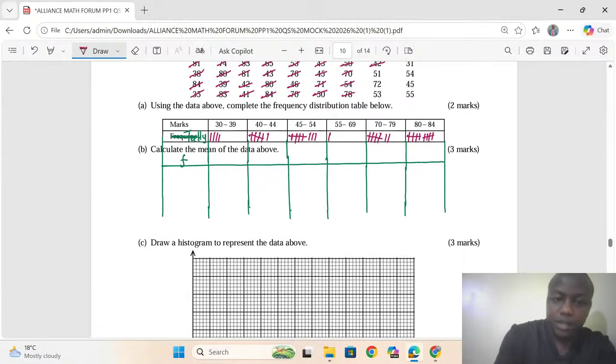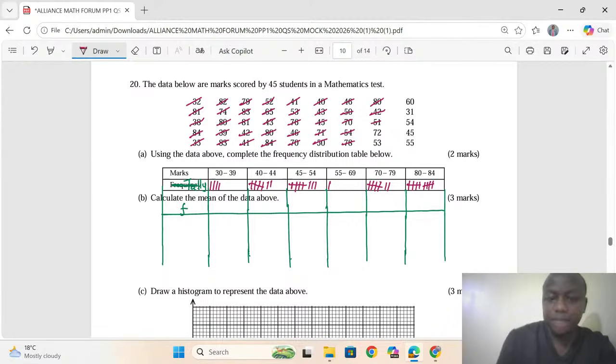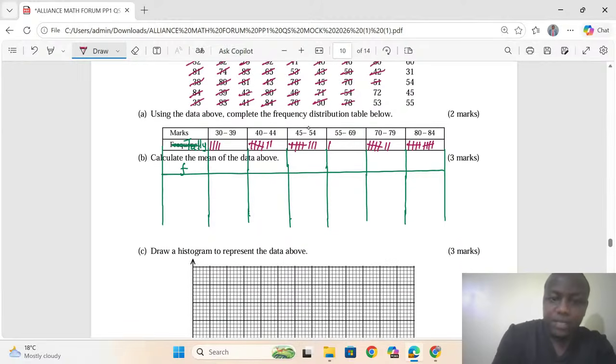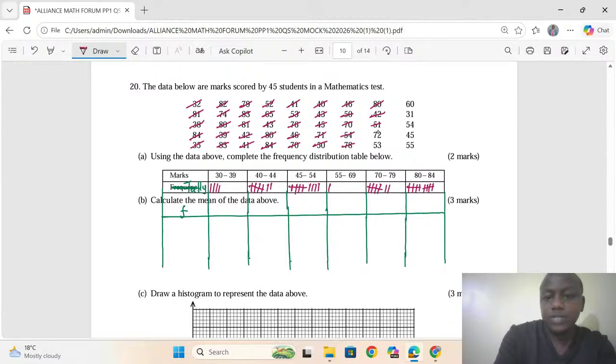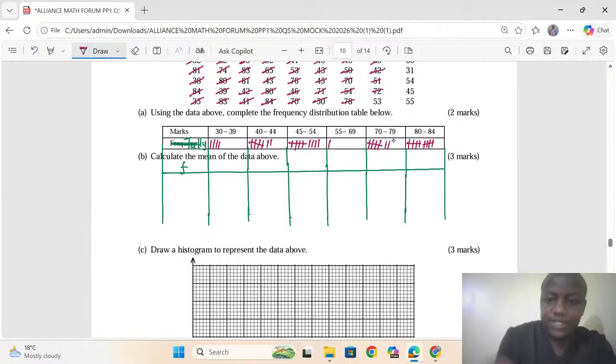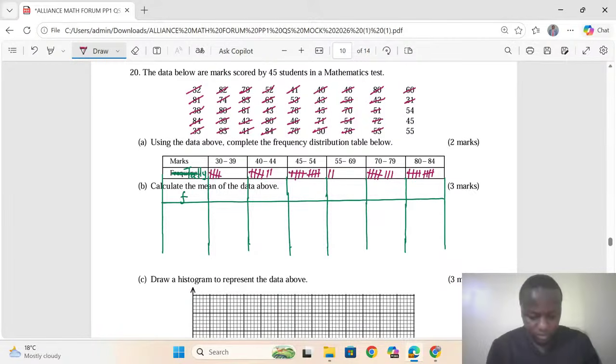42, the class is here. What about 51? With 51, the class is here. What about 72? 72 should be this class. 53, I can see.